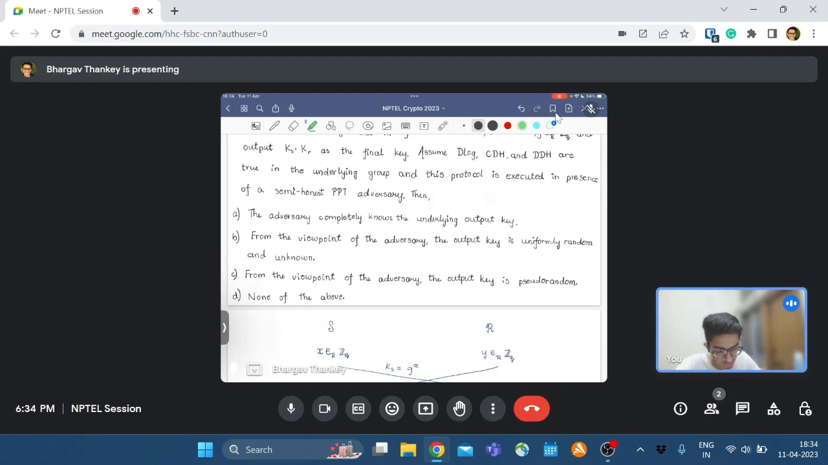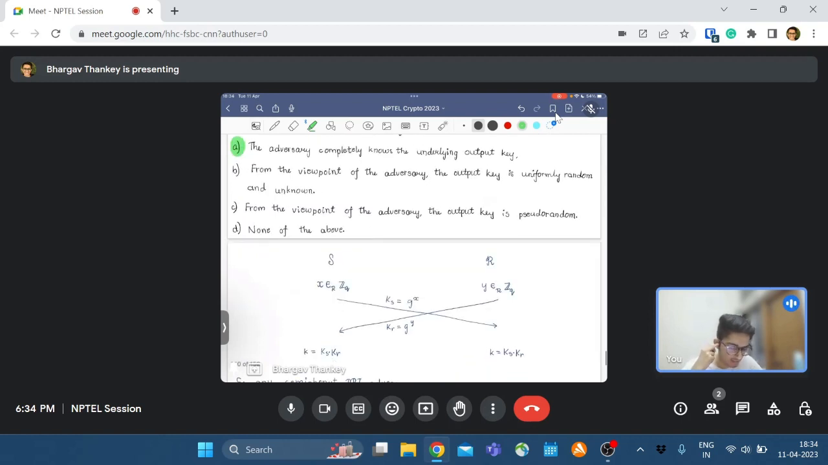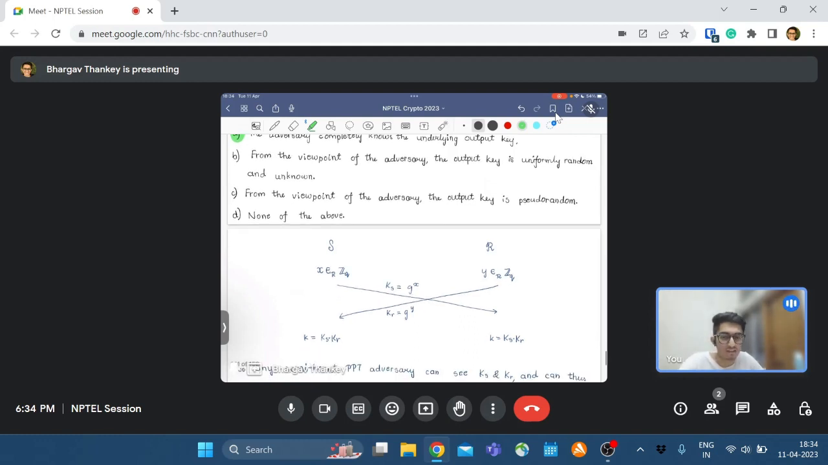Option A is the adversary completely knows the underlying output key. That is true. All it has to do is multiply KS and KR. Option B is from the viewpoint of the adversary, the output key is uniformly random and unknown. Well, the adversary knows the key, so it's no longer uniformly random. The distribution of the output key is point mass, with the mass being on the key, and the key is also not unknown, so B is false.